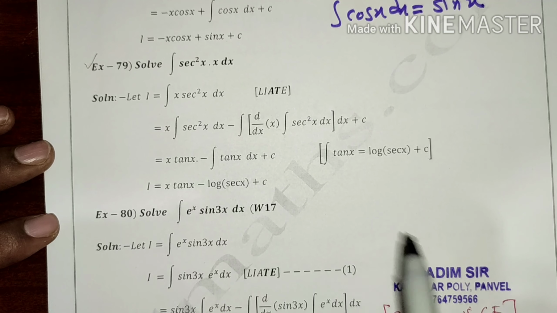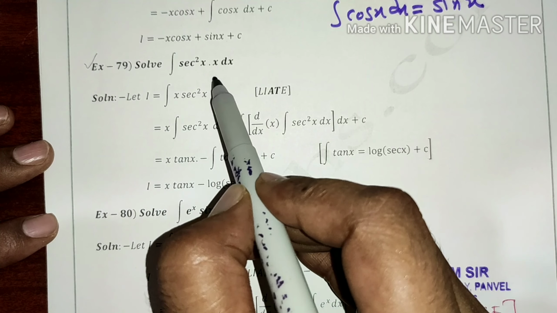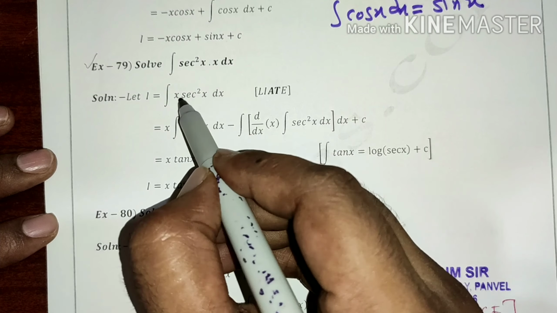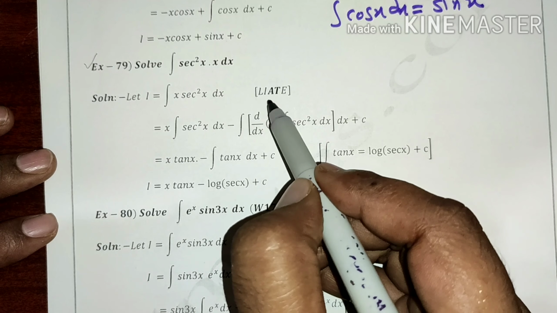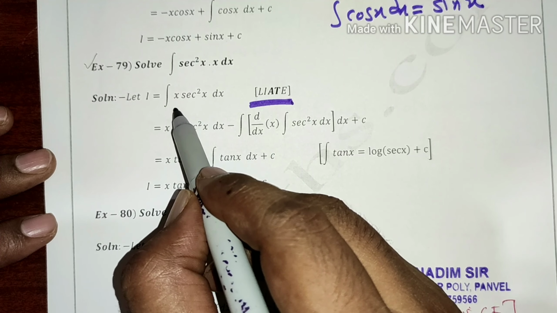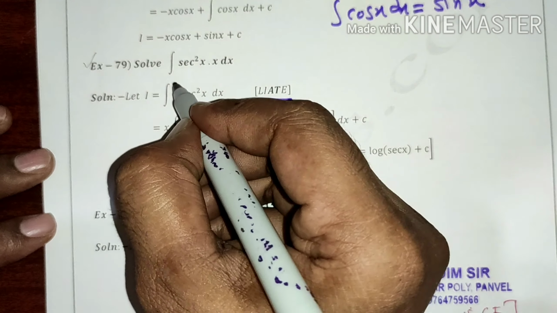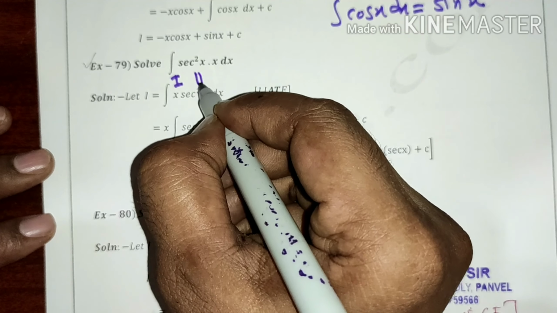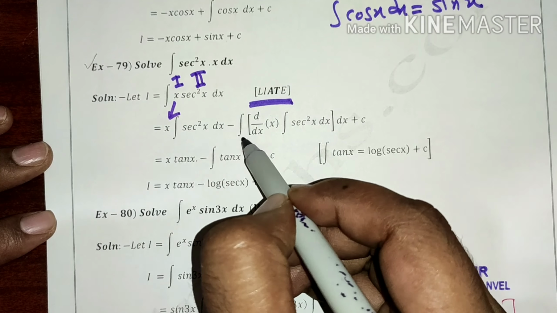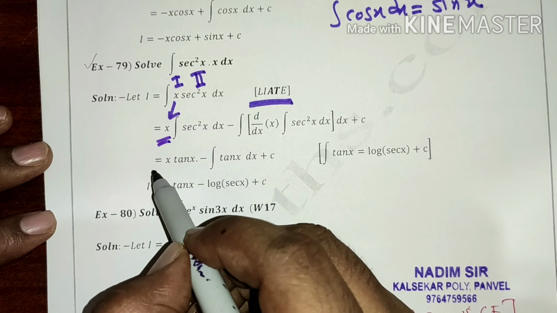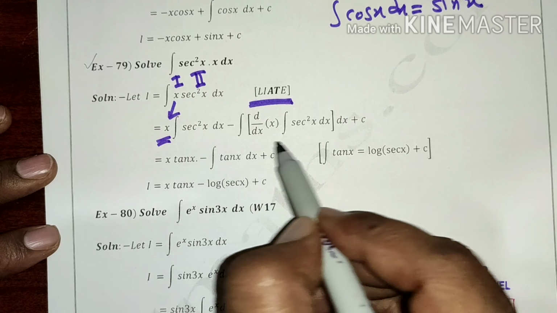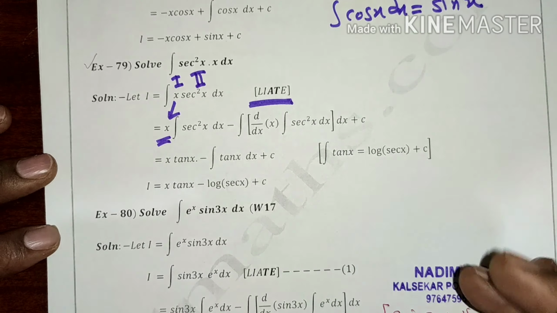See example number 79. Integration sec square x into x dx. So we change its sequence. We write x in the first position and sec square x in the second position, because we follow the Liet rule. The Liet rule says we need the algebraic function first and the trigonometric function second. So the algebraic function is our first function, and we take the trigonometric function as the second function. By using our rule, we have first function times integration of second, minus integration of derivative of the first function times integration of second. Here x is the left function, and we again take the integration of sec square x dx, bracket close, plus c.